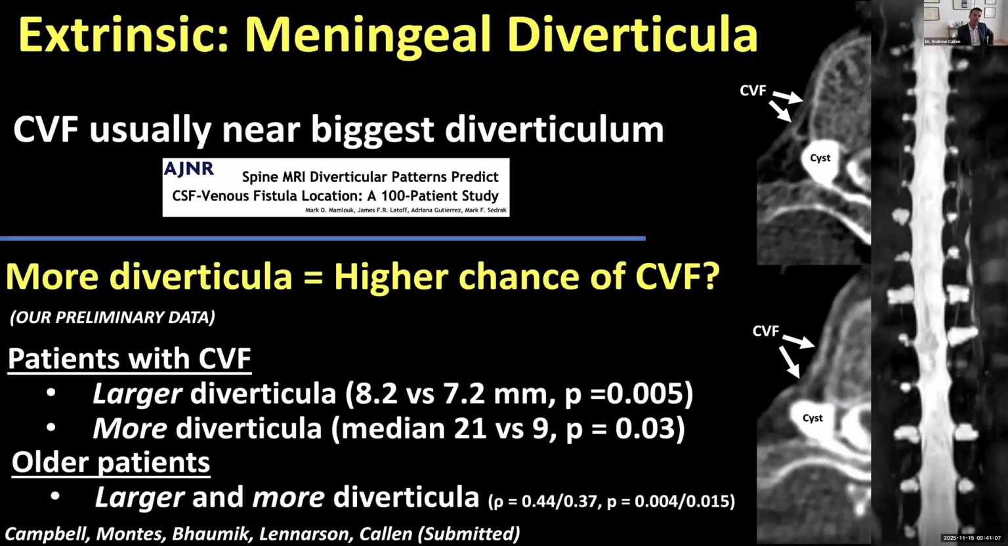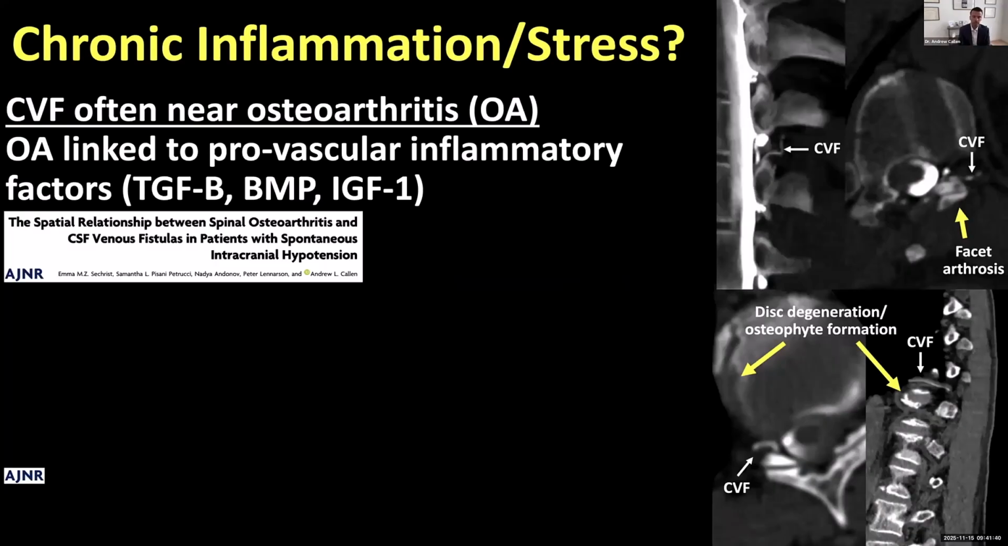This is very important because pre-CSF venous fistula, the meningeal diverticula were really thought to be mostly incidental, and there was not thought to be a strong relationship between a neural tear, for example, and the presence of meningeal diverticula. But that relationship may be different in the context of CSF venous fistula. Another thing we observed in these data was that older patients had larger and more diverticula. So perhaps the diverticula themselves are a marker of degeneration or dural fragility over time. And this could be an important insight into why these fistulas occur.